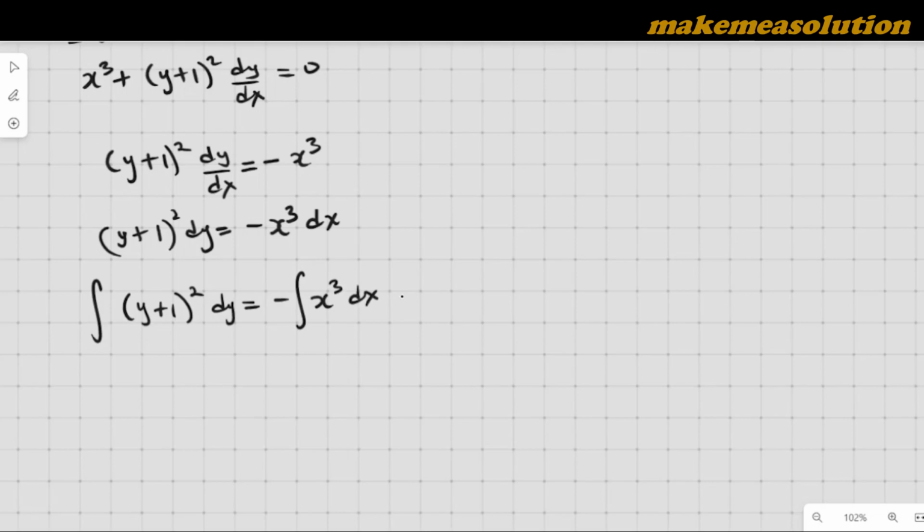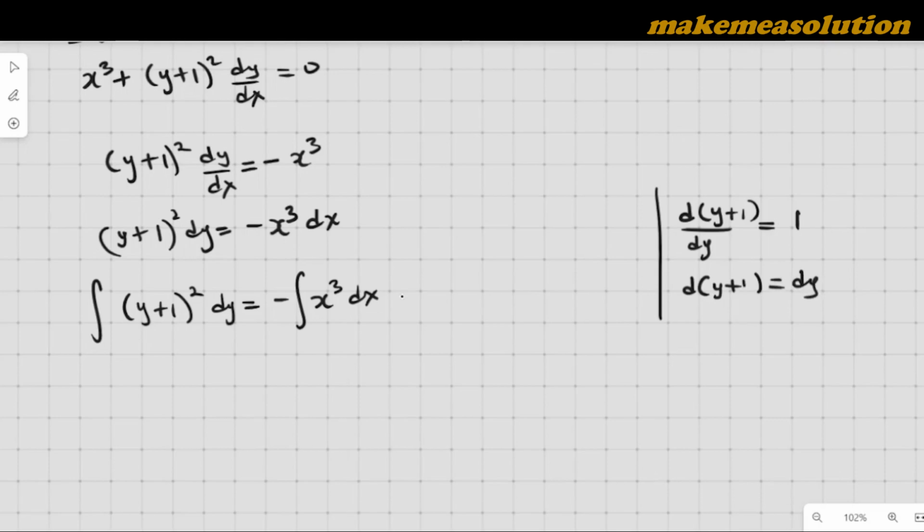You can still leave it like this. So how do we integrate this one? We're still going to use our technique. Remember that on the left hand side you have (y plus 1) whole squared dy, and you want to integrate it. Just recall that if you differentiate y plus 1 with respect to y, all you get is 1. Is that okay? So in other words, d of (y plus 1) is the same thing as dy.